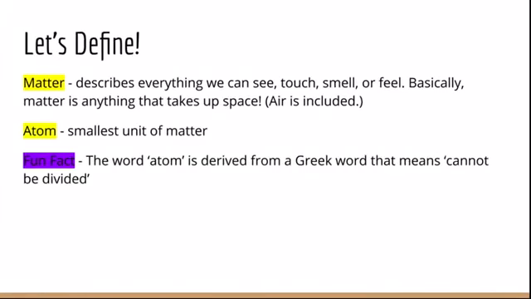So to start off with this part, let's define. Matter describes everything we can see, touch, smell, or feel. Basically, matter is anything that takes up space, air is included. Atom is basically the smallest unit of matter. And a fun fact is that the word atom is derived from a Greek word that means cannot be divided.